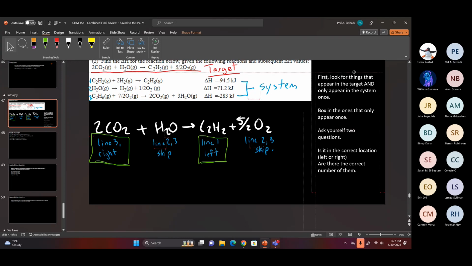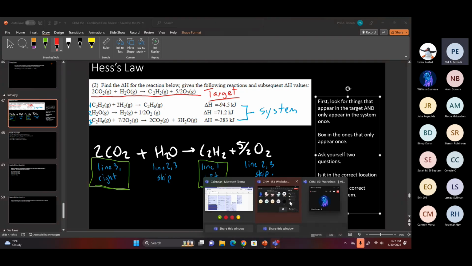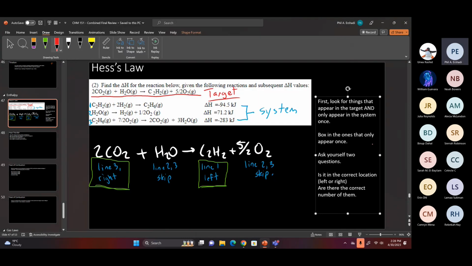All right. So let's look for CO2 in the system. Okay. We need 2 of them. Check the chat real fast. Okay, so you've noticed that the CO2 is not on the correct side in the system. CO2 should be on the left. The fact that it's on the right in the system means it's on the wrong side. To fix that, we must reverse line 3.